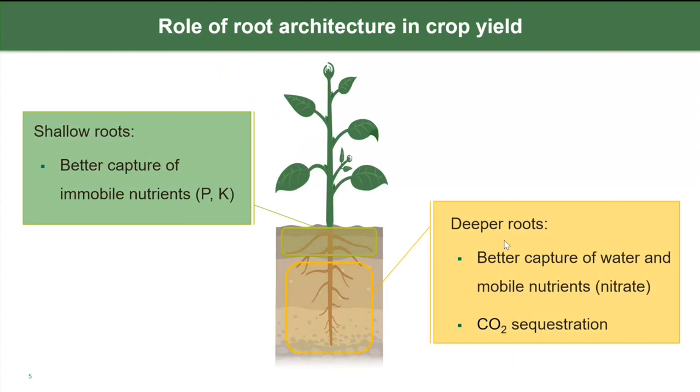For example, in drought conditions, the water and mobile nutrients will go deeper in the soil. So if we have a deep and dense root system, then the plants will be less stressed. And also, from the total amount of CO2 collected from the atmosphere by the plants, most of it is stored in the deeper roots. So a bigger and denser, deeper root system will hold more CO2.